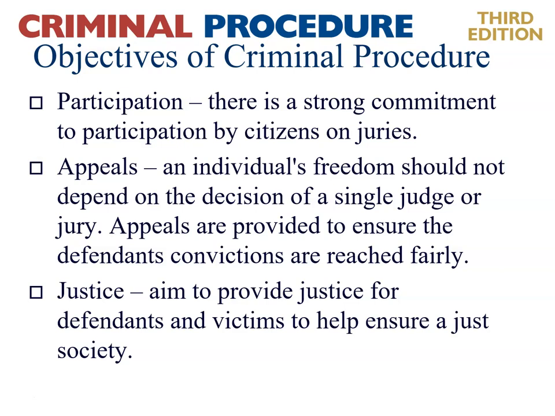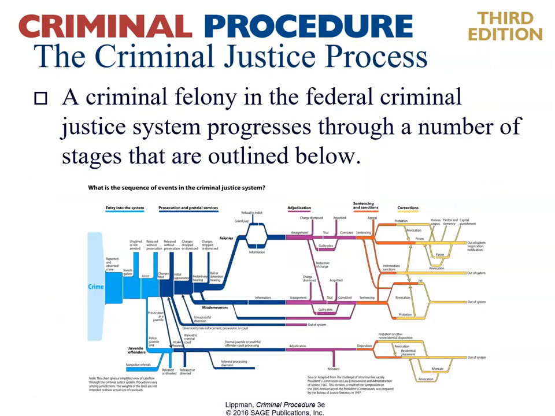Next, justice. The aim of justice is to provide justice for defendants and victims to help ensure a just society. So, justice is a big part of it. All these goals, if you will, form a criminal justice system whose procedures and results aim to provide justice for defendants and victims, and hopefully at the end of the day ensures what we would like to have, which would be a just society.